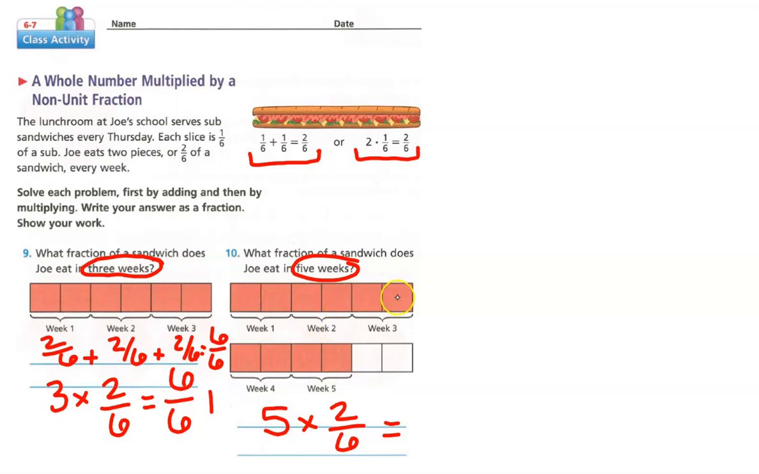This already shows me that I have 1 whole and that I have 4/6. So let's see how they got that answer. Well, first, your share size stays the same of 6ths. And then what's 5 times 2? That's going to equal 10.